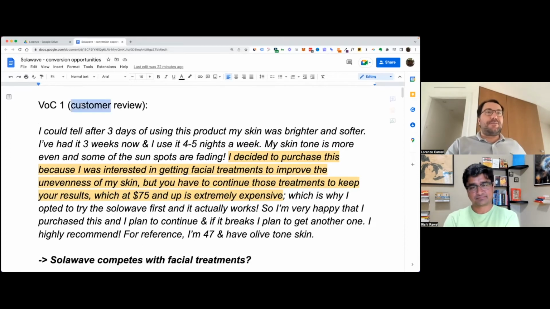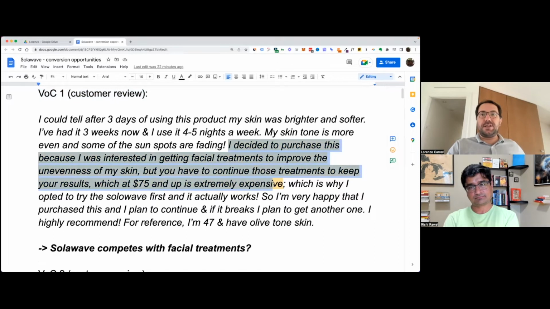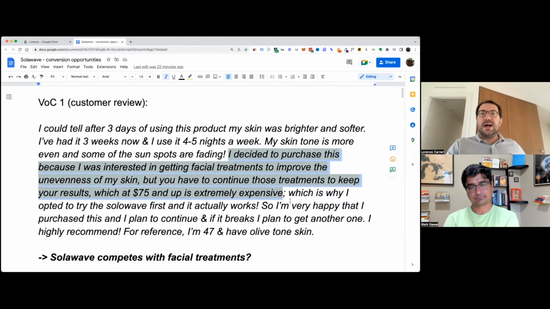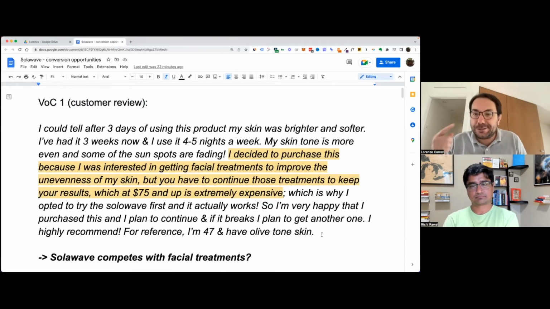So let's talk about the first one, which comes from customer review. I'm just going to talk about the part that has been highlighted. I'll read it out loud. I decided to purchase these because I was interested in getting facial treatments to improve the unevenness of my skin. But you have to continue those treatments to keep your results, which at $75 and up is extremely expensive.